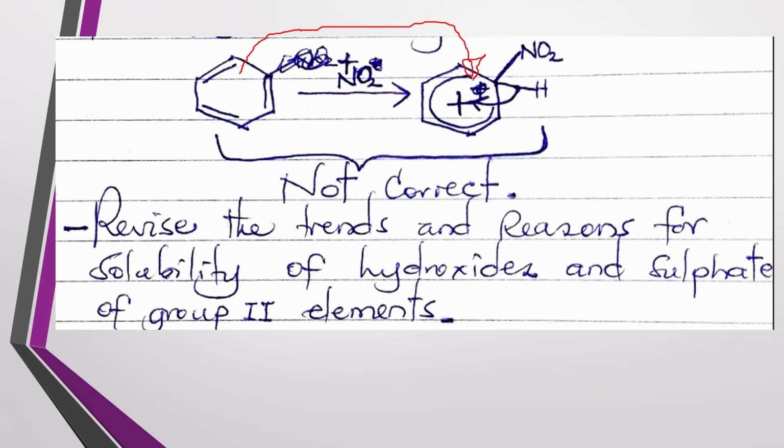Then the other point of concern is that you revise the trends and then the reasons for the solubility of hydroxides together with sulfates of group 2 elements. Remember, we have taken long without setting this question. You need to understand how the solubility of the hydroxides varies down the group of group 2 elements, and then how the solubility of sulfates varies down the group. Now, don't get me wrong, I'm not saying that it's going to come, but make sure that you have a good understanding of the solubility of both the hydroxides together with the sulfates of group 2 elements.